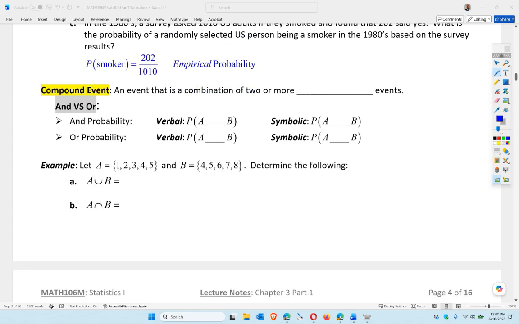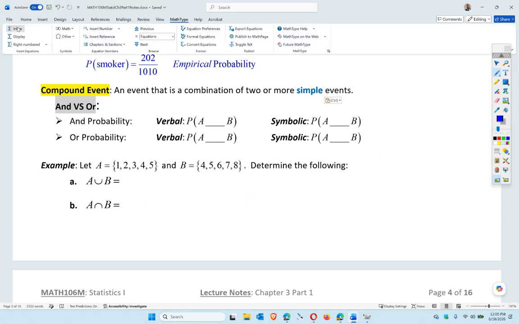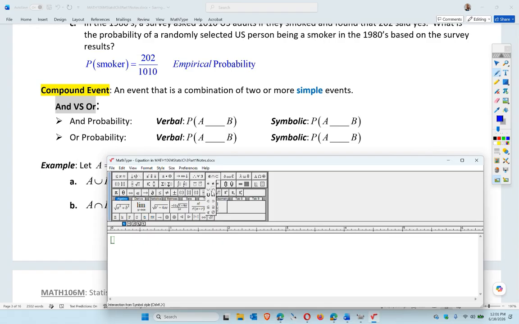So compound events is, as we talked about, 2 or more simple events, correct? So we need to get into the symbolism of compound events. So you don't typically say "and" and "or." You can, but typically you don't do that. Typically you're going to use 2 different symbols. This symbol here, which is the intersection, or you're going to use this symbol here, which is the union.